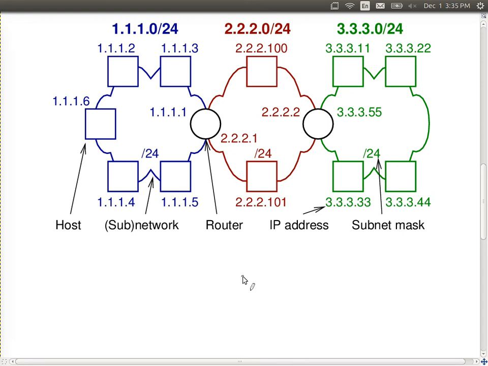Let's say our host 1.1.1.6 has data to send to 3.3.3.33, for example. It has data to send. First, I'll create some example routing tables.